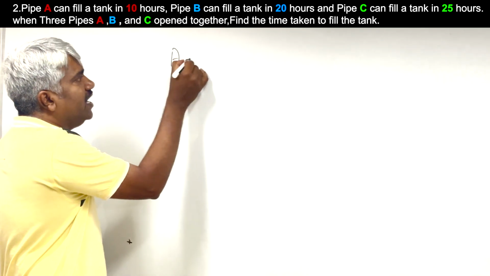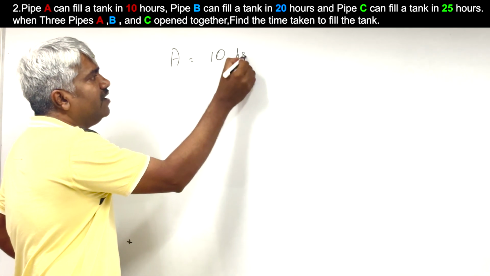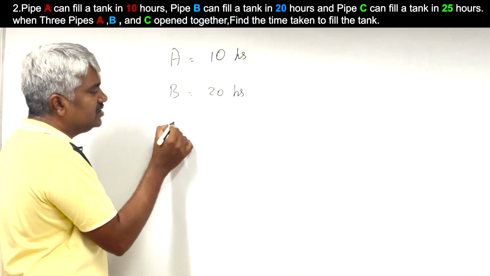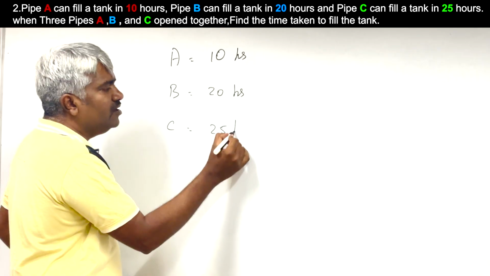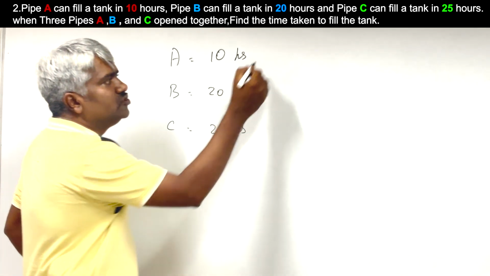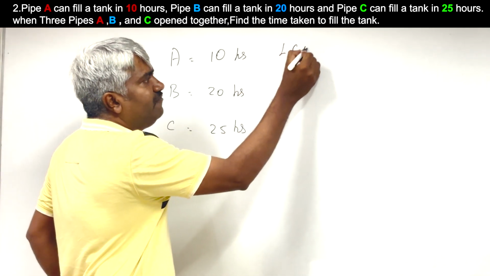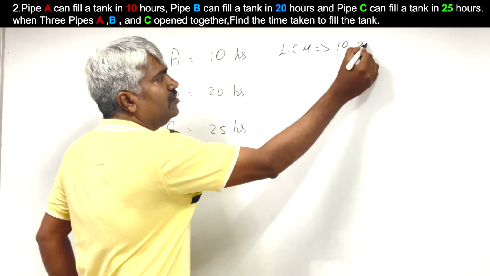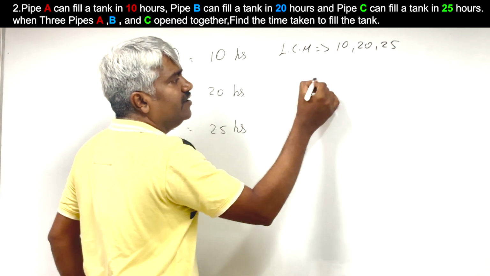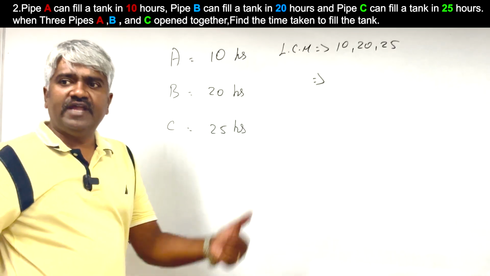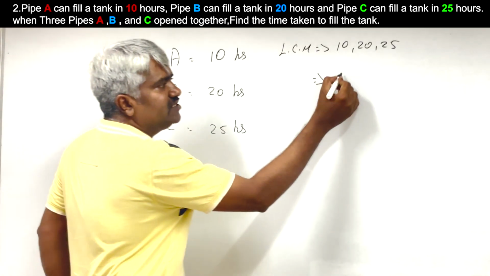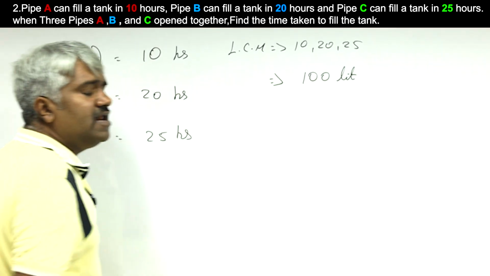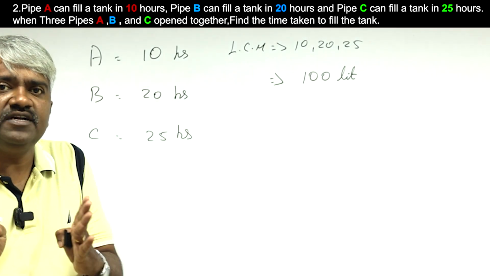So, pipe A can fill in 10 hours, pipe B can fill in 20 hours, pipe C can fill in 25 hours. So, as I said to you, we have to find the LCM for these 3 data, 10, 20 and 25, right? So, the LCM of 10, 20 and 25 is 100. So, as per our assumption, 100 liters is the capacity of the tank.